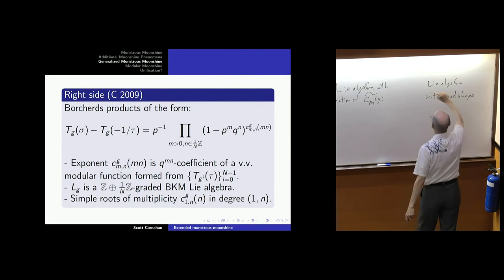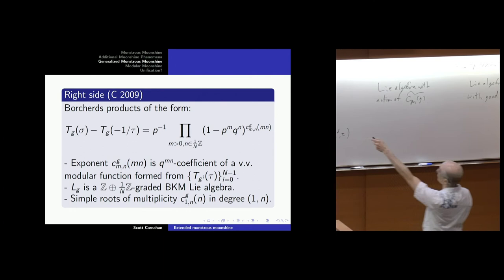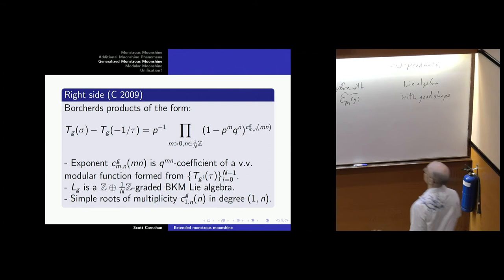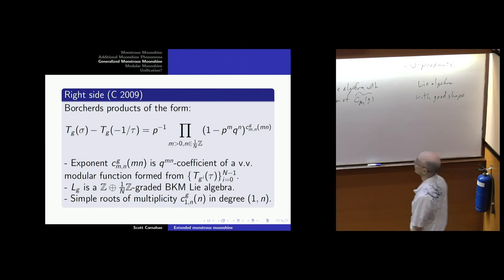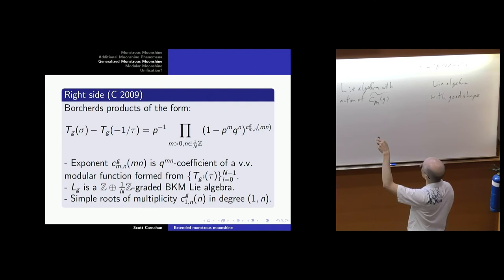We had some infinite products. These are now known as Borchardt's products, and they have the following form. Tg of tau minus Tg of minus 1 over tau is this infinite product where the exponents are coefficients of a vector-valued modular function. This vector-valued modular function can be formed from these Tg taus, except now we have powers of g. From this we form a Lie algebra. This becomes the Weyl denominator formula for an infinite dimensional Lie algebra, and these coefficients here are dimensions of root spaces.